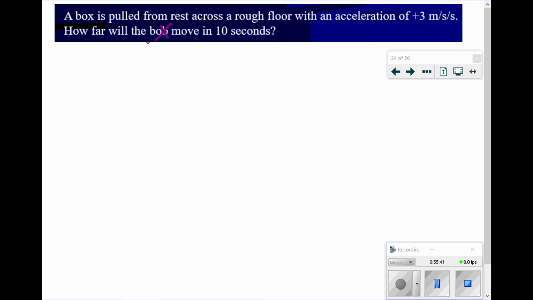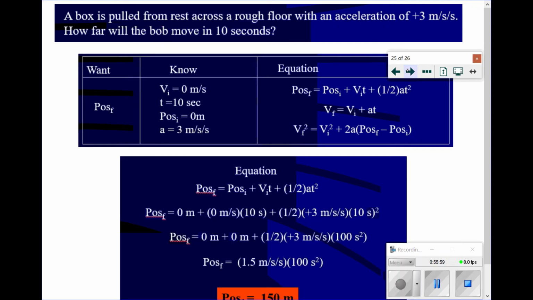So what am I looking for here? Well, I'm looking for how far. Well, what does that mean? I'm looking for the terms position, velocity, acceleration, or time. And how far something is relates best to a position. So I'm looking for a position, specifically position final. So position final is what I want.